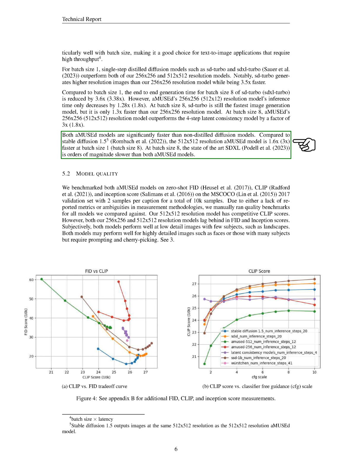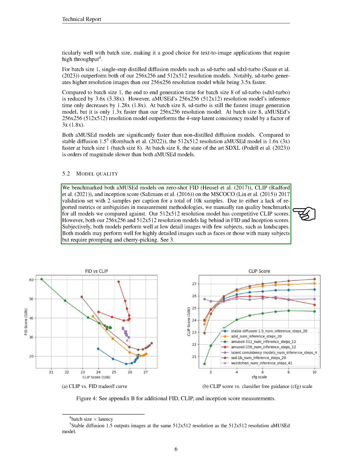In Section 5.2, we evaluate the quality of our models. We used zero-shot FID, CLIP, and inception score on the MSCOCO 2017 validation set with 2 samples per caption, totaling 10K samples. Our 512 by 512 resolution model has competitive CLIP scores, but both our 256 by 256 and 512 by 512 resolution models lag behind in FID and inception scores. Subjectively, both models perform well on low-detail images with few subjects, such as landscapes. They may also perform well on highly detailed images such as faces or those with many subjects, but this requires careful selection and prompting.